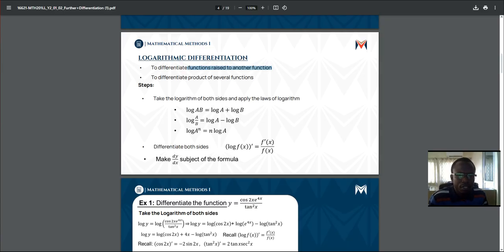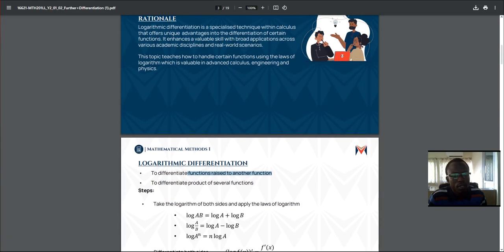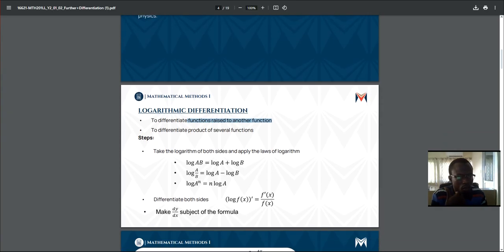Differentiating in a logarithmic way allows us to change a product to a sum. When you have log ab, it equals log a plus log b, using the logarithm rule, as stated here. This topic teaches us how to handle certain functions using the laws of logarithms. So if you are applying this method, you are going to be using the laws of logarithms.